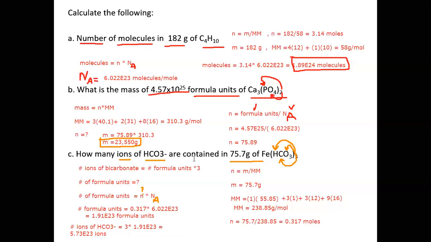So what we did is we found the molar mass. From the molar mass and the mass, we can find moles. From the moles and Avogadro's number, we can find formula units. From formula units, we can find number of ions. And so there's 5.73 times 10 to the 23rd ions of bicarbonate in this sample of iron 3 bicarbonate. Let me double check my work. All right.